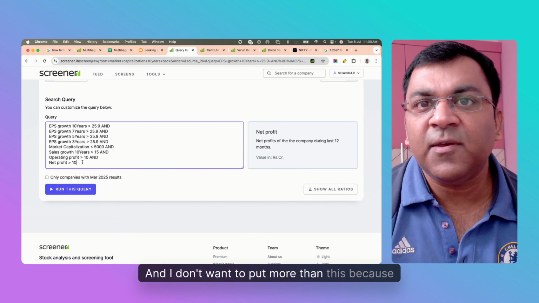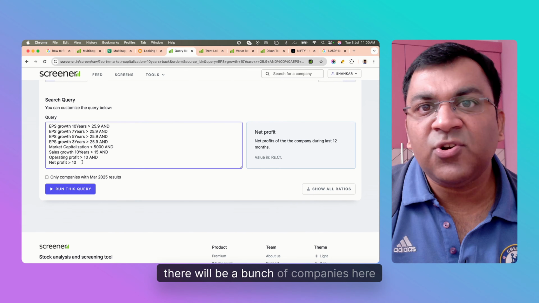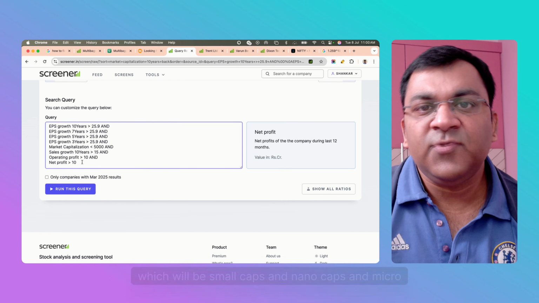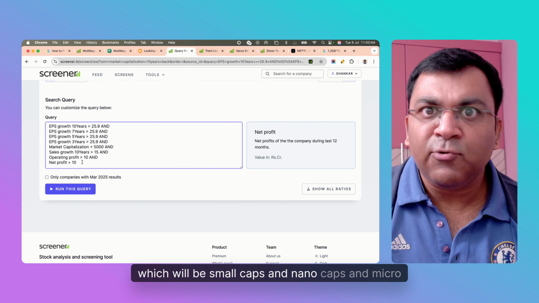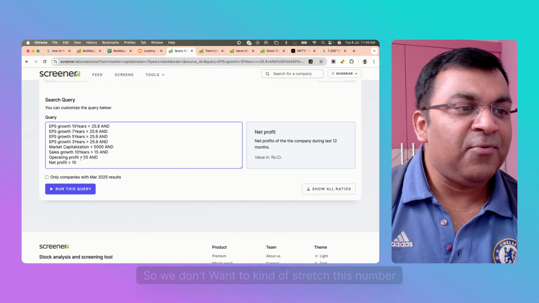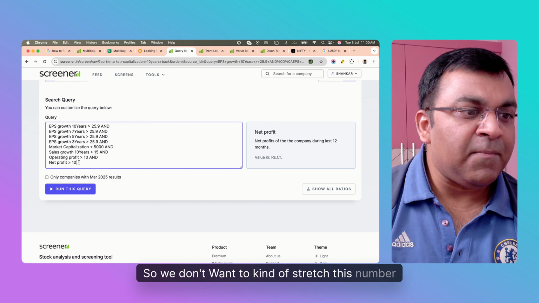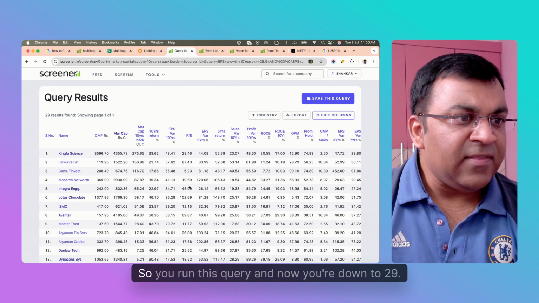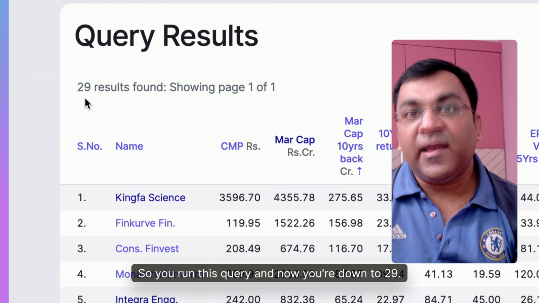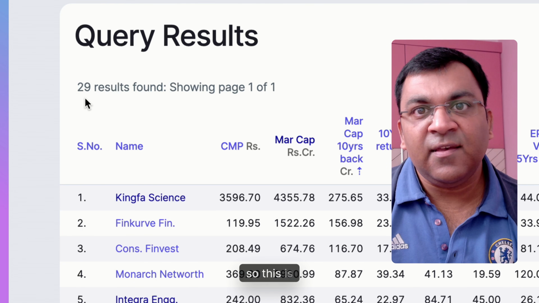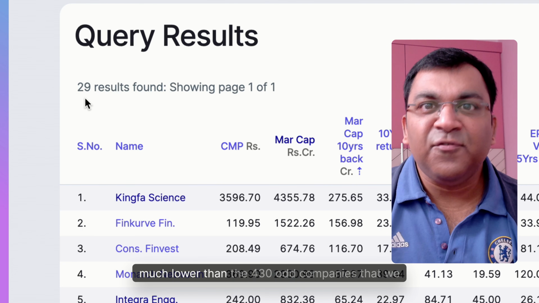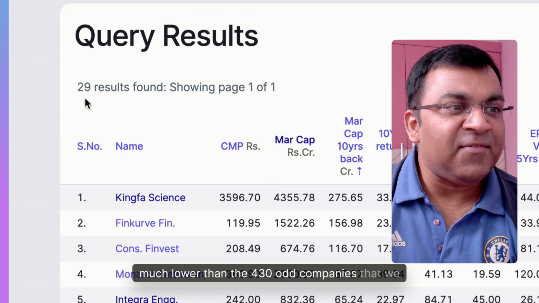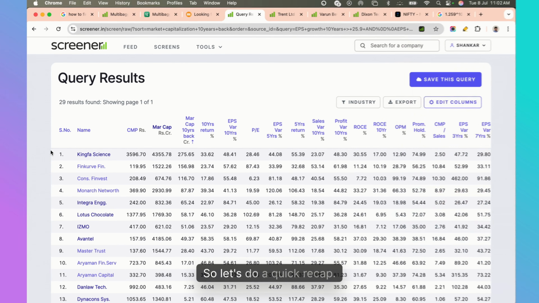I don't want to put more than this because there will be a bunch of companies here which will be small caps, micro caps and nano caps, so we don't want to stretch this number too much at this stage. But let's see what it comes to. You run this query and now you're down to 29. This is much lower than the 430-odd companies that we started with. So let's do a quick recap.